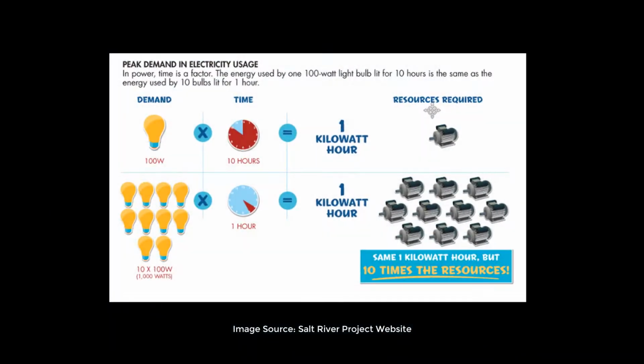Let's take a moment to talk about peak demand in electricity usage. In power, time is a factor. The energy used by one 100-watt light bulb lit for 10 hours is the same as the energy used by 10 bulbs lit for 1 hour. As you can see in the diagram below, one 100-watt light bulb times 10 hours equals 1 kilowatt hour. 10 100-watt light bulbs lit for 1 hour equals 1 kilowatt hour. So what this is saying is we need 10 times the resources to light those 10 bulbs.